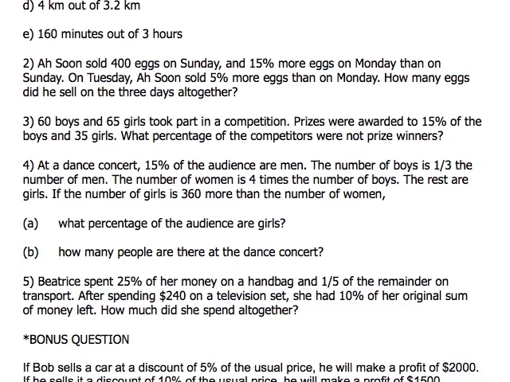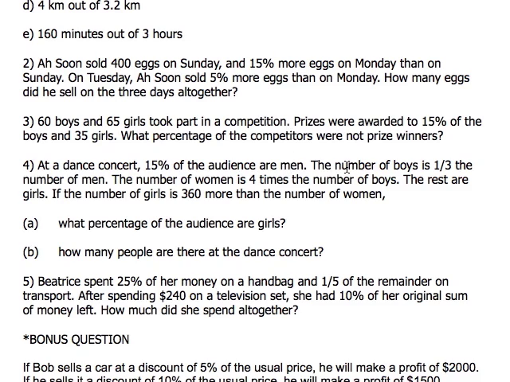It says, at a dance concert, 15% of the audience are men. The number of boys is 1/3 the number of men. The number of women is 4 times the number of boys. Wow, this is getting confusing. The rest are girls. If the number of girls is 360 more than the number of women, what percentage of the audience are girls? And B, how many people are there at the dance concert? Wow, that's a mouthful. Okay, so let's figure it out.